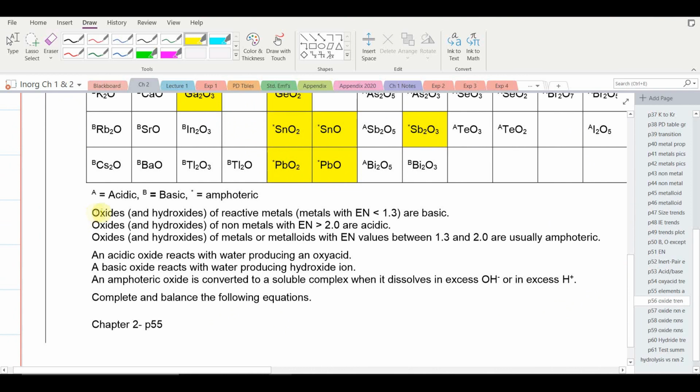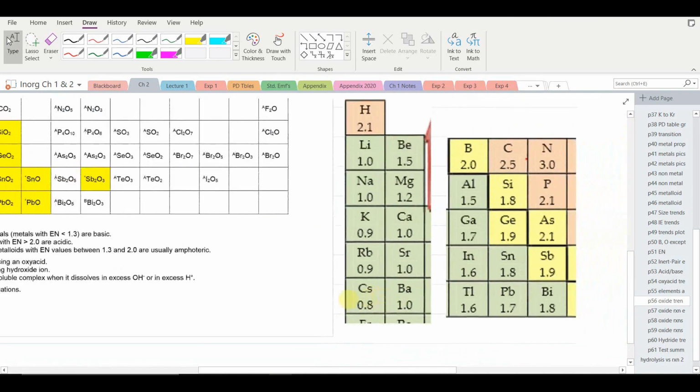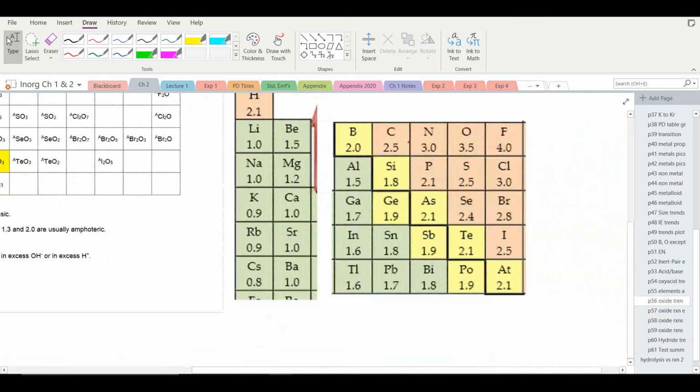The oxides and hydroxides of reactive metals, that is metals with electronegativity less than 1.3, are basic. So which ones are those? Look at the table. Anything magnesium and below in the second group, and all the group 1A metals, they would all be basic. And so the oxides of these are all basic.